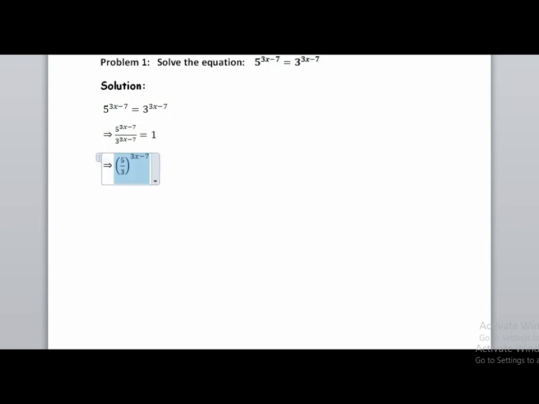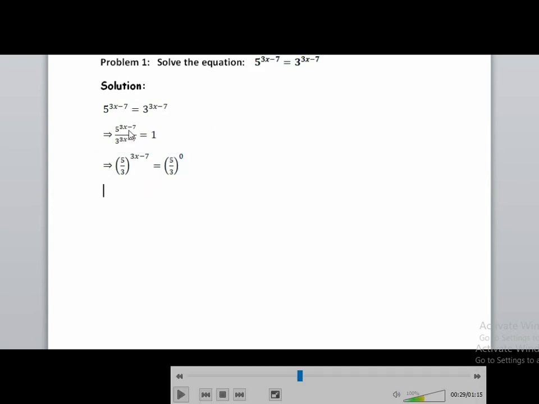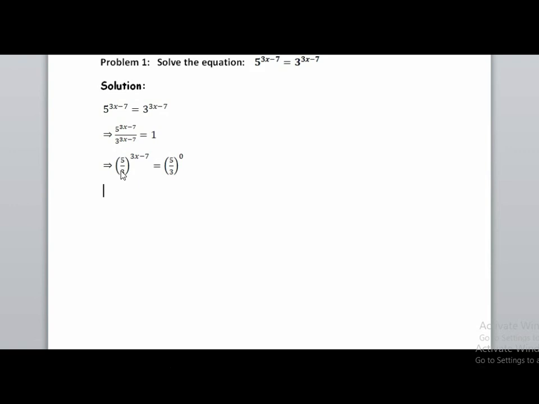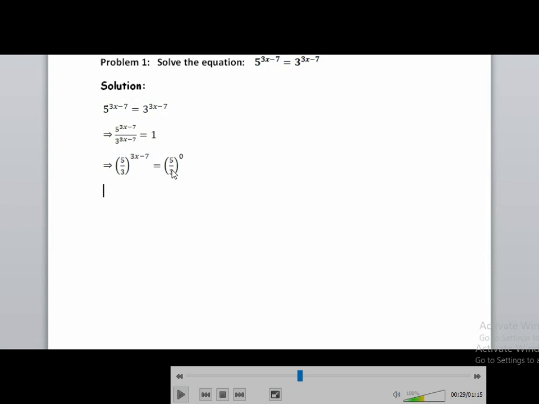and then we can write this line as 5 to the power 3x minus 7 and 3 to the power 3x minus 7. This part becomes 5 by 3 whole to the power 3x minus 7, and 1 can be written as any number to the power 0. So to make sure that the bases are equal, we can write 5 by 3 to the power 0, because we have 5 by 3 as the base on the left side. We have taken 5 by 3 as the base on the right side.